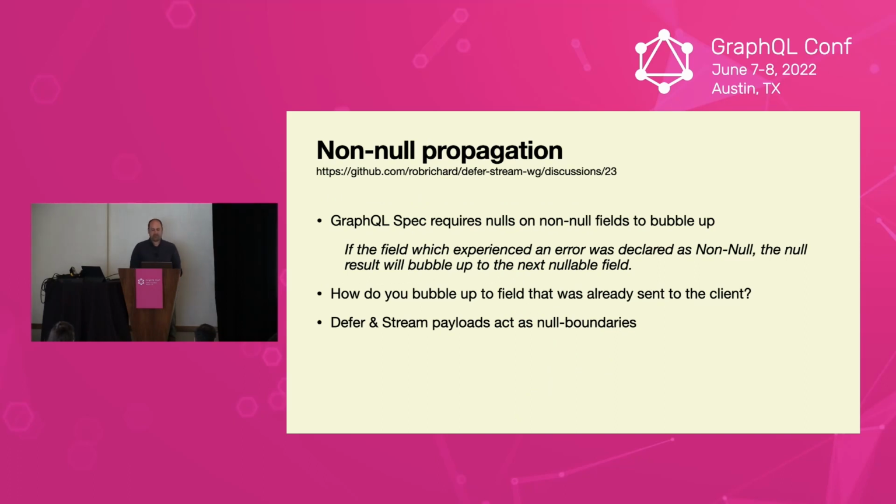Another topic that we spent a lot of time on in the working group meetings is non-null propagation. So the GraphQL spec requires nulls on non-null fields to bubble up to the next nullable field. So how do you bubble up to a field that was already sent to the client? You can't go back in time and change what was sent. So we decided that defer and stream are going to act as null boundaries. And so I'll show a few examples to explain what that means.